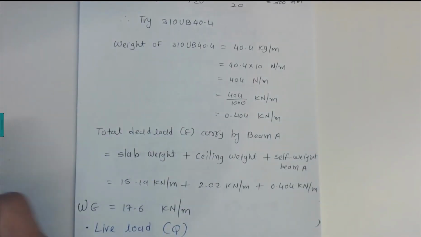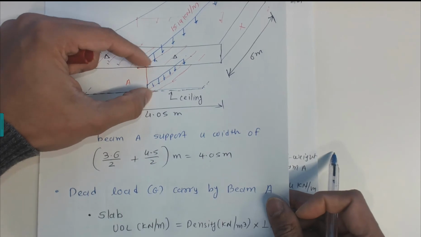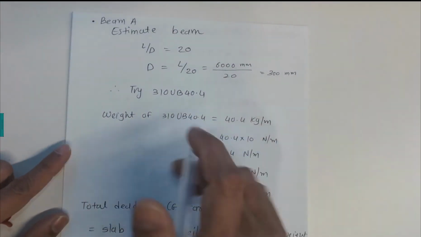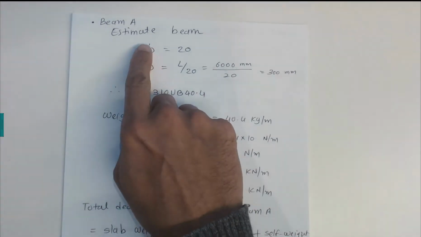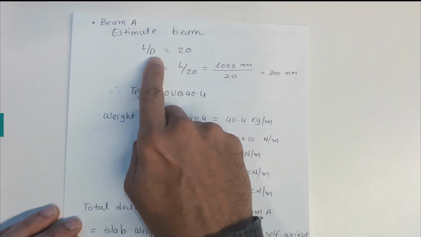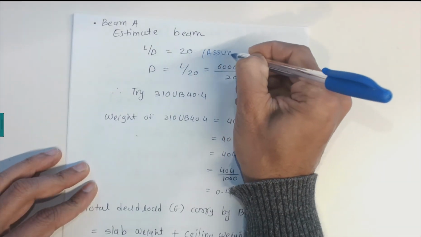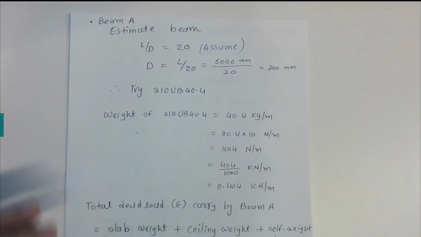Now, last one, we are going to calculate how much UDL load this beam is going to carry. We have not been given which beam to use, so we are going to estimate the beam. The L over D ratio is 20. Let's assume that is the case for these steel beams.